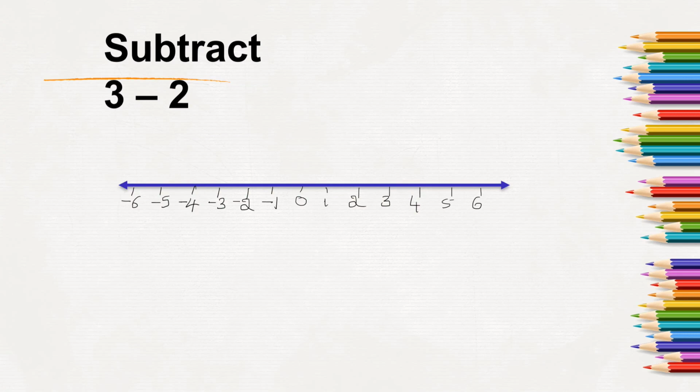So here is number 3. From number 3, we'll have to move to the left. How many times? 2 times. 1, 2. We reach the number 1. Therefore, positive 3 minus positive 2 is equal to 1. For example, I have 3 chocolates and out of 3 chocolates, I gave 2 chocolates to my friend. So, 1 chocolate is left with me.